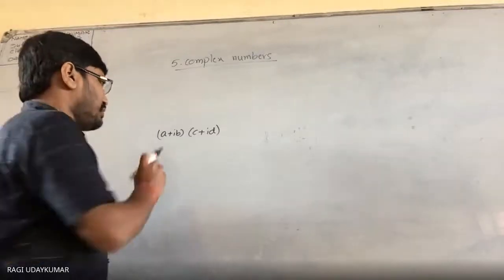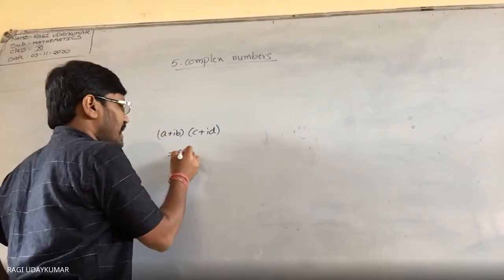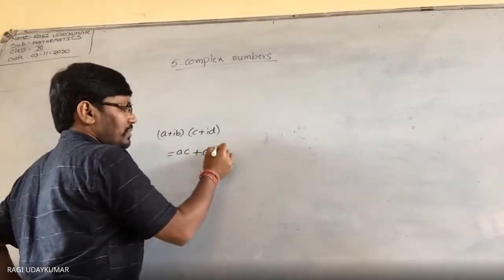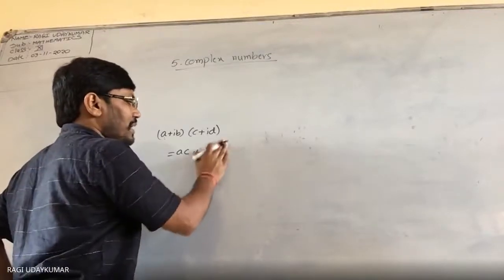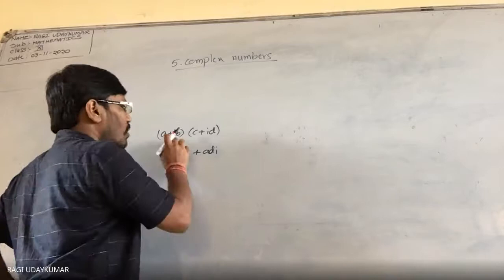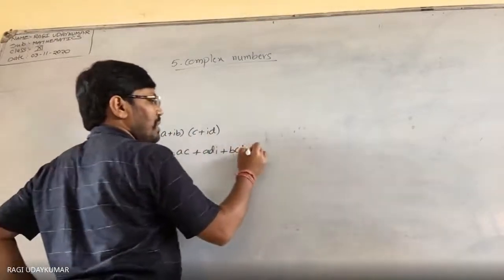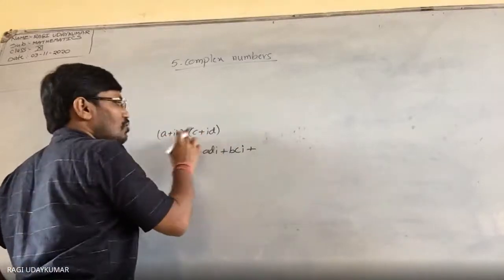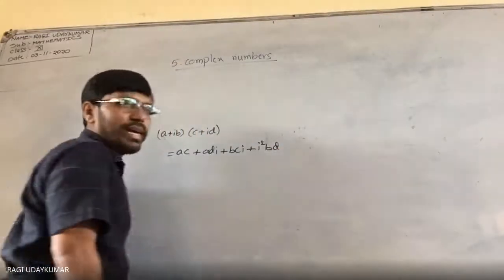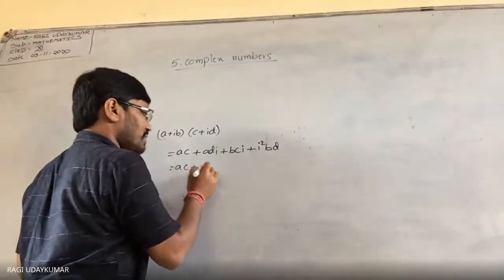Multiplication is normally just like multiplying binomials: a into c, ac, plus a into id, that is nothing but you can write as adi. Now ib into c is bci, plus i into i, these two you have to multiply, so i square into bd. What is the value of i square? -1.